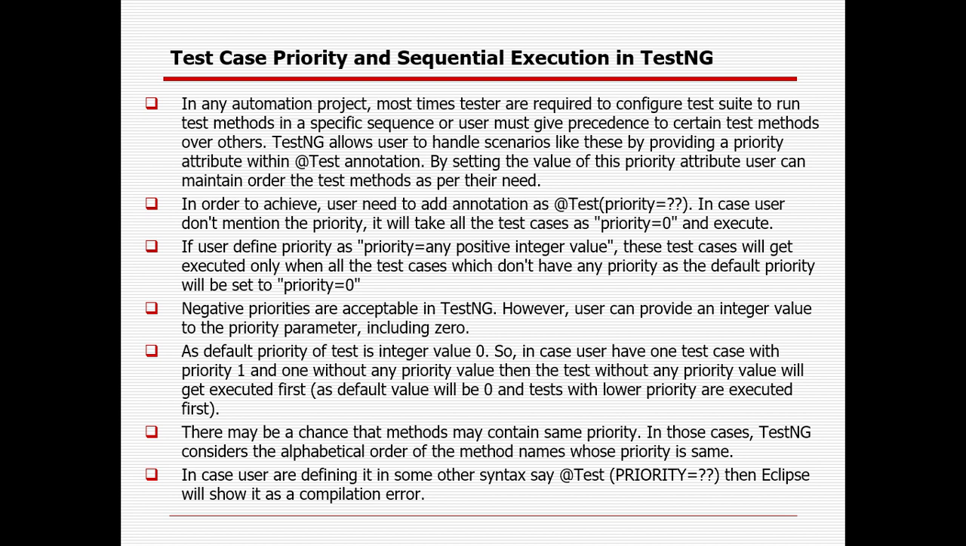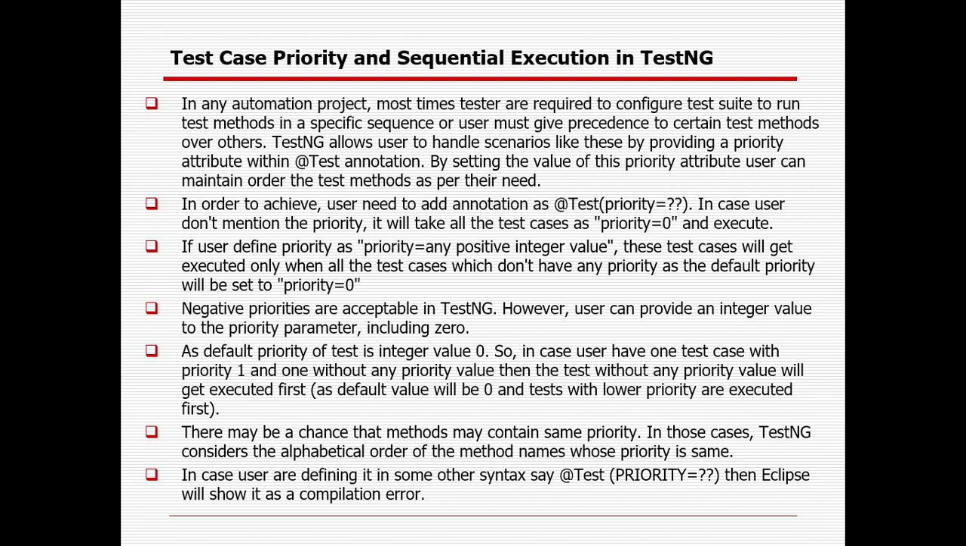In any automation project, most testers are required to configure a test suite to run test methods in a specific sequence, or the user must give precedence to certain test methods over others. TestNG allows the user to handle scenarios like this by providing a priority attribute within the Test annotation. By setting the value of the priority attribute, the user can maintain the order of the test methods as per their need.